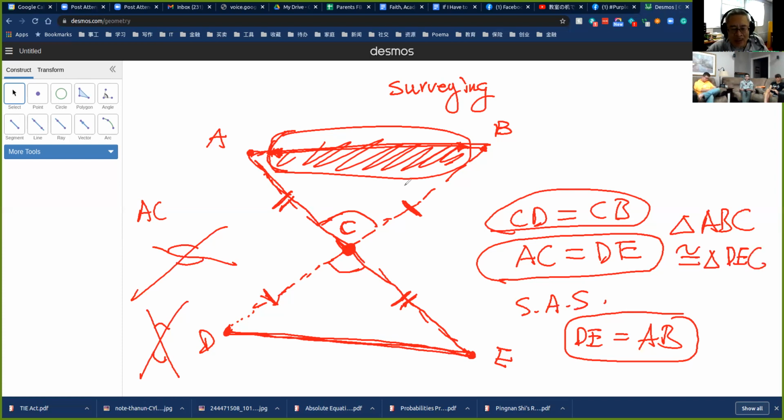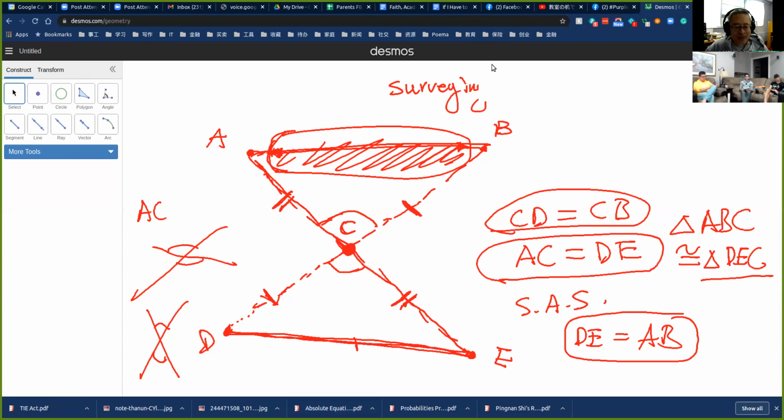Because those two triangles are congruent, all the sides have to be congruent. So DE is one side of triangle DEC, and AB is the side of triangle ABC. Therefore DE is equal to AB. Good? Yep. Okay.